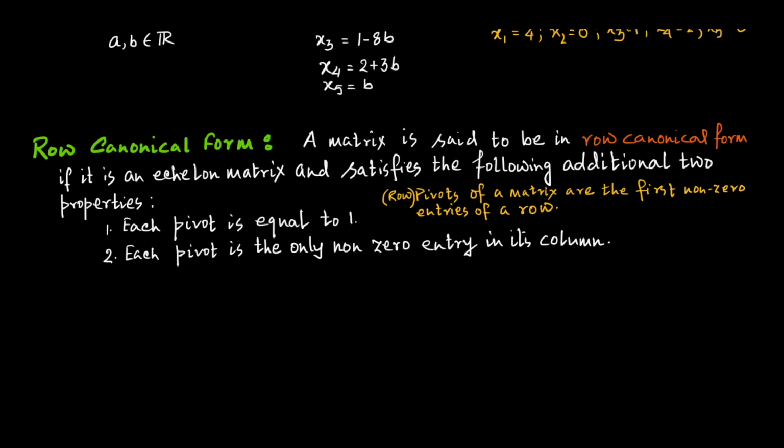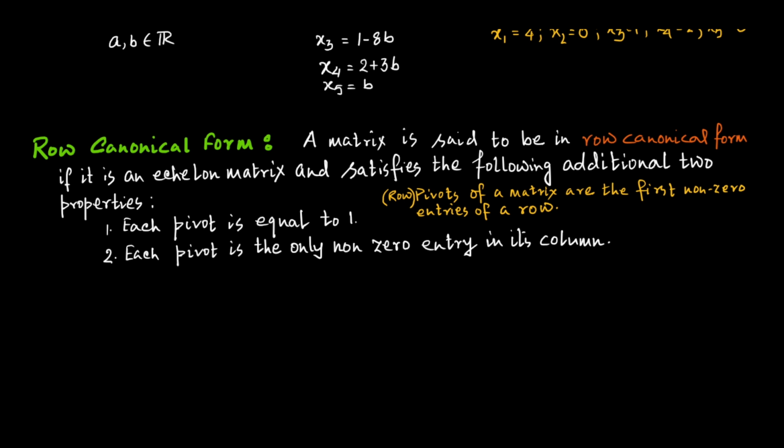And hence I have written there row within brackets, then pivots. So row pivots of a matrix are the first non-zero entries of a row. And wherever I use the word pivot here, I will mean the row pivot. Similarly, the first non-zero entry of a column can be referred to as a column pivot. But here by pivot, I mean row pivots.